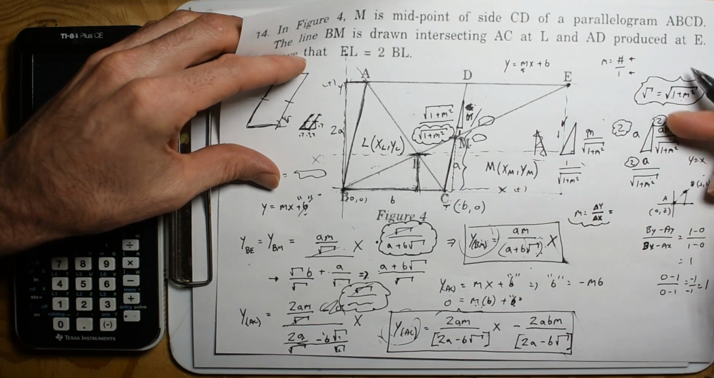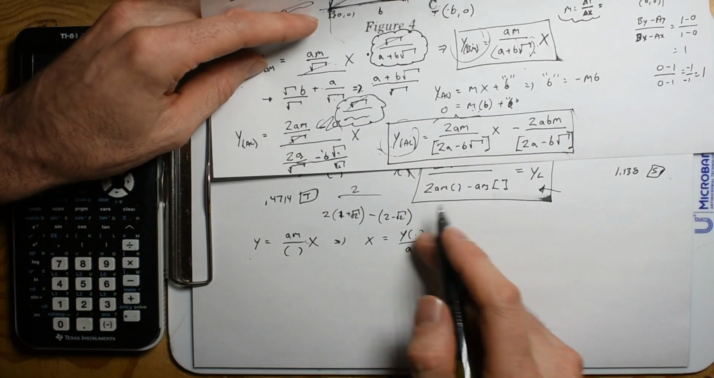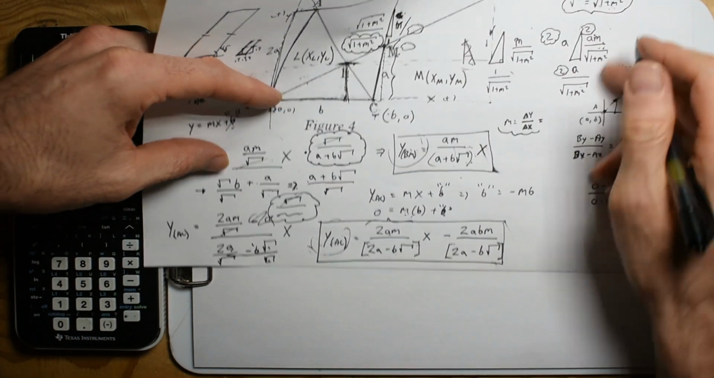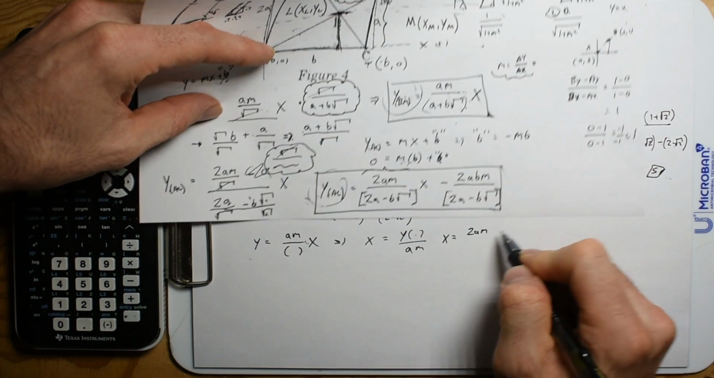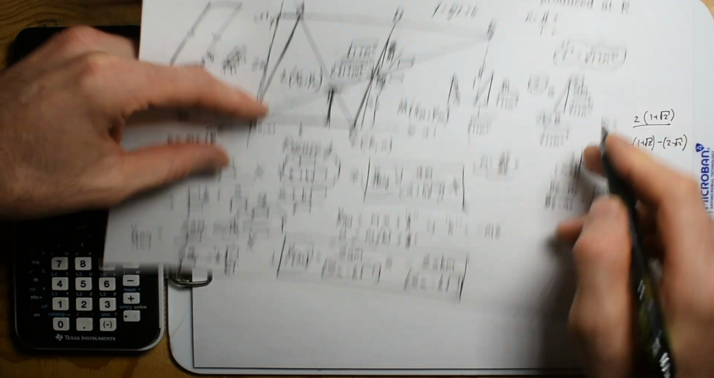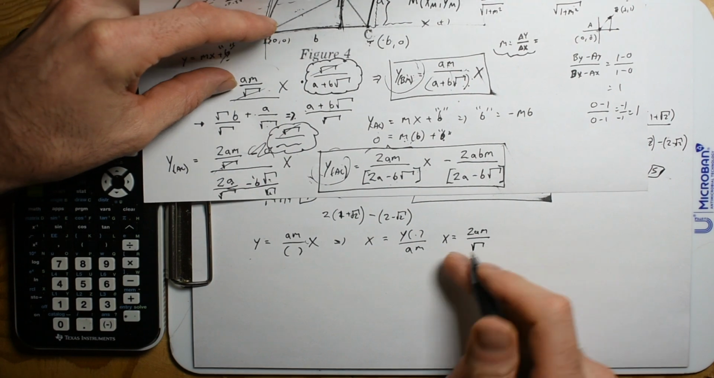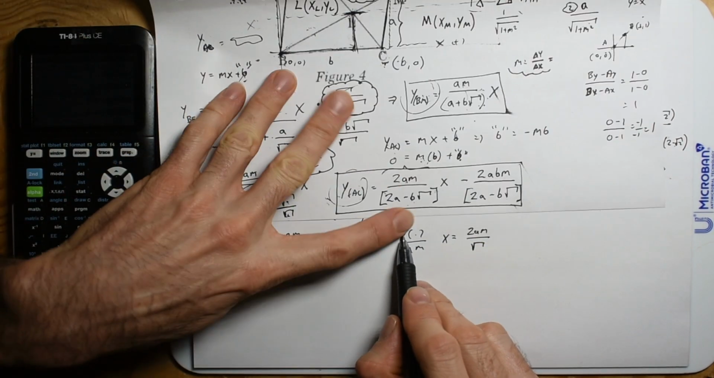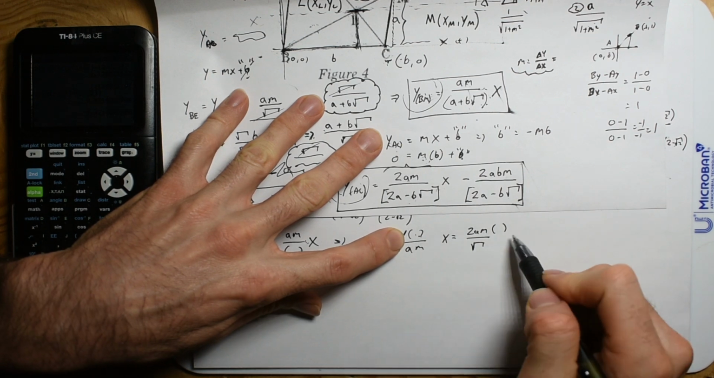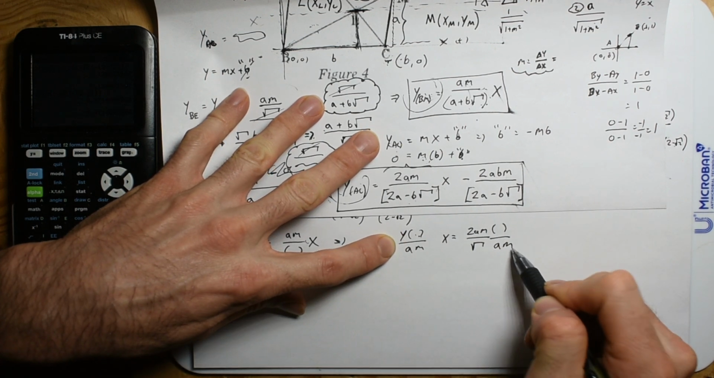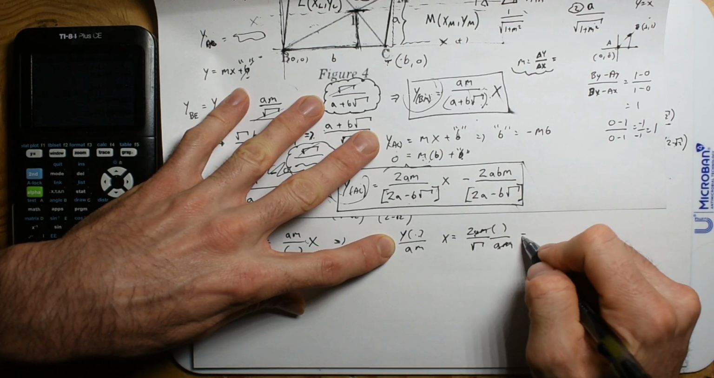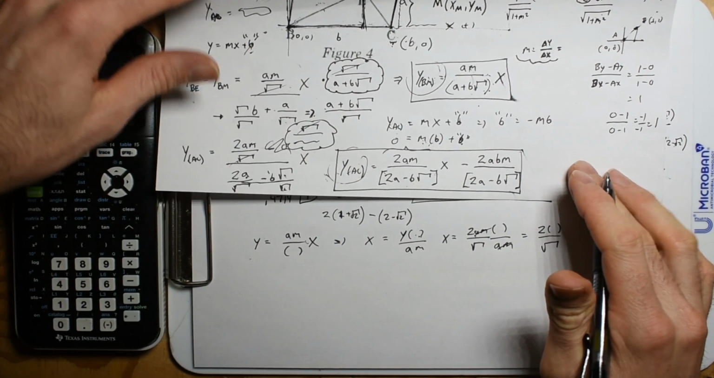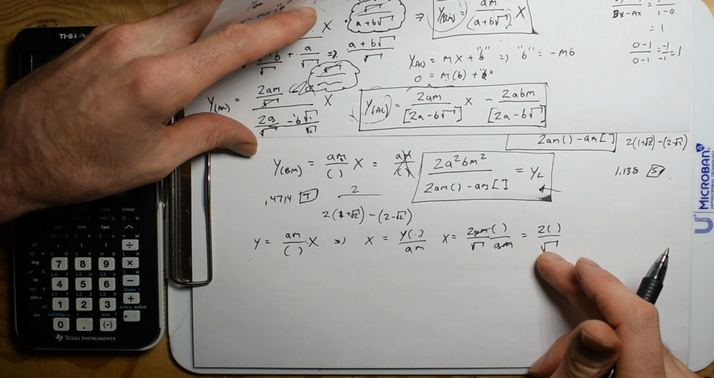Okay, so now what are we going to do? We're going to throw in that Y value right here. So X is equal to, this Y value is 2AM divided by the square root. That's this Y value. I need to multiply it by the bracket and then divide it by AM. So the AMs cancel, and this X term is going to be 2 bracket divided by the square root. So just pretty friendly on this one.